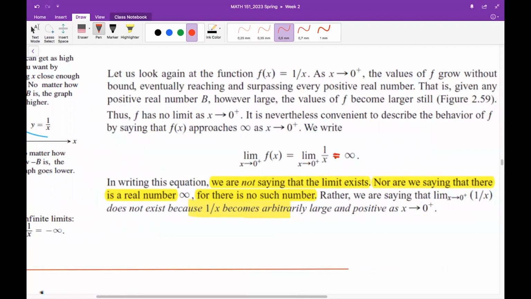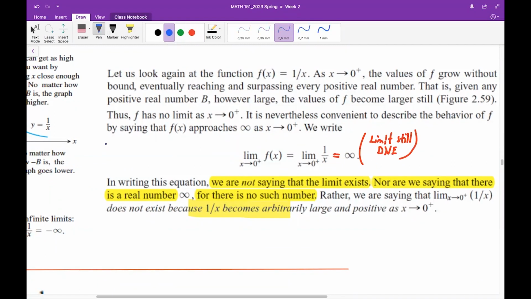Since we are putting an equality sign here, students may get confused sometimes, because putting equal to infinity doesn't mean that the limit exists. Here, the limit still doesn't exist, okay? The limit still does not exist.